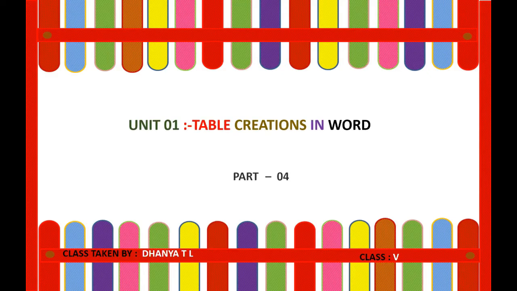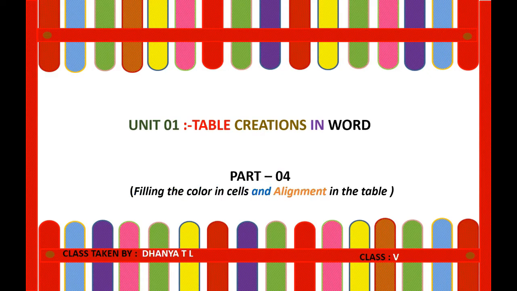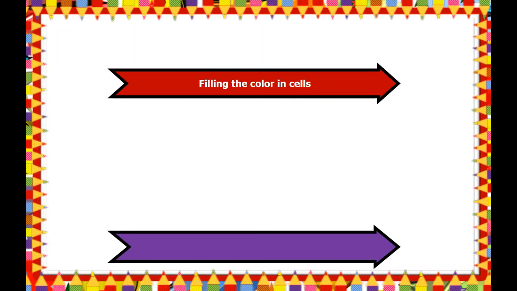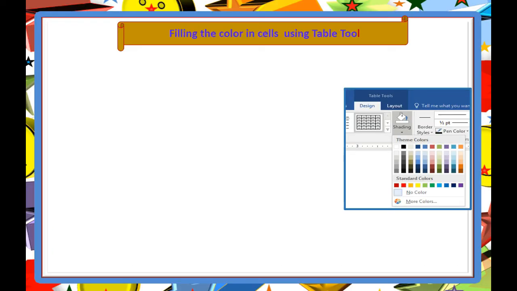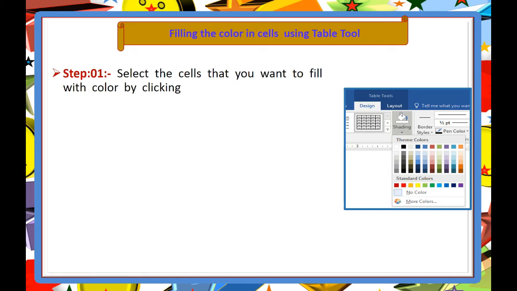Unit 1: Table Creations in Word, filling the color in cells and alignment in the table. Hello children, in this video we are going to learn how to fill the color in cells and align the text both vertically and horizontally. So now let's see how to fill the color in cells using table tools. For that you have to follow some steps.